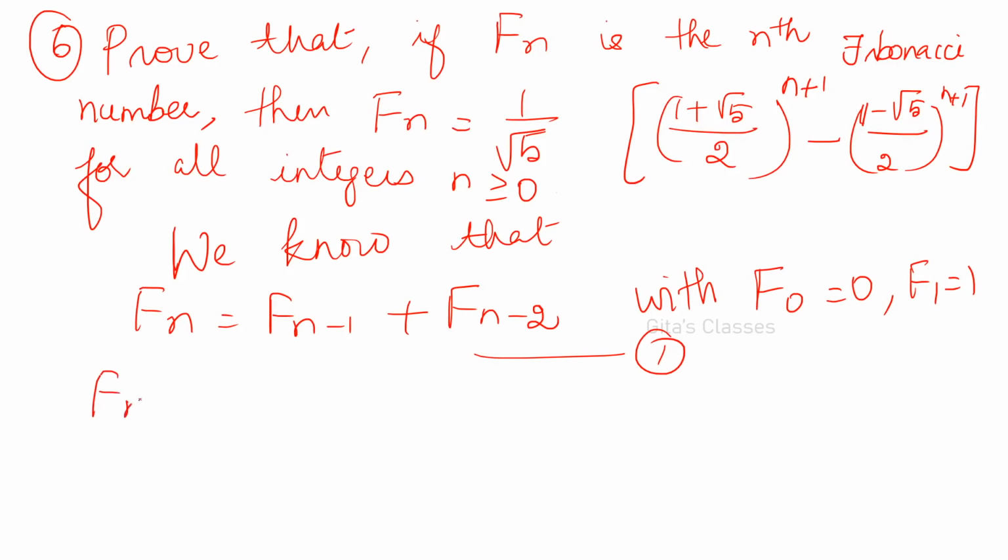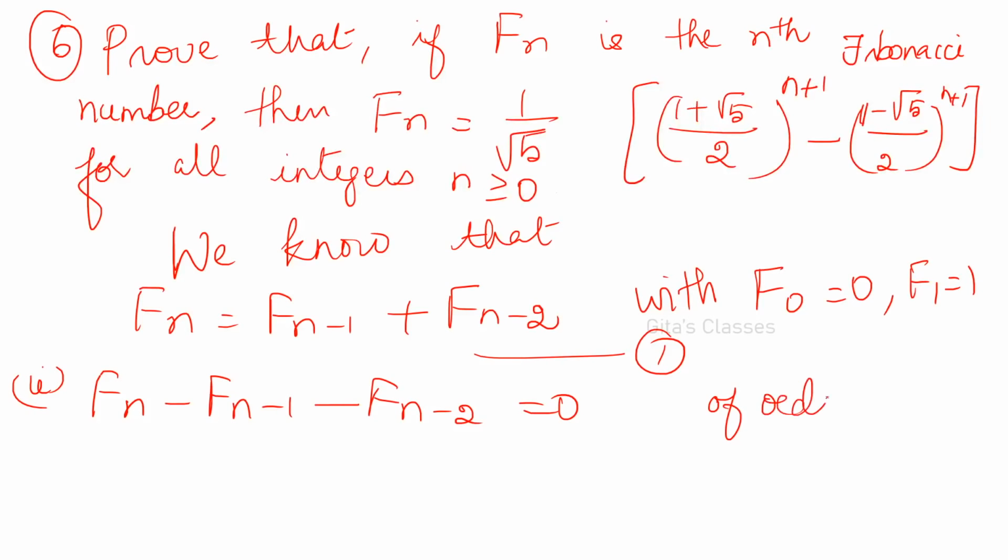So we can bring everything to the left hand side. That is Fn minus F(n-1) minus F(n-2) is equal to 0. This is the recurrence relation of order... of order what? n, and difference between n and n minus 2. So order 2. Therefore, what is the characteristic equation of this recurrence relation?